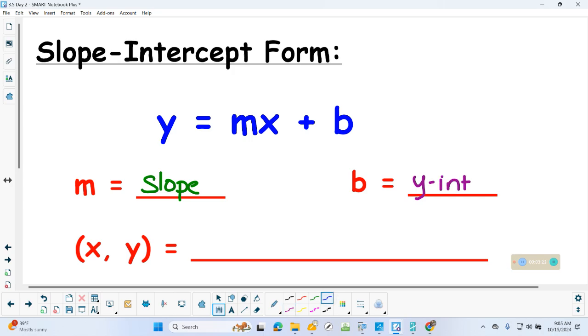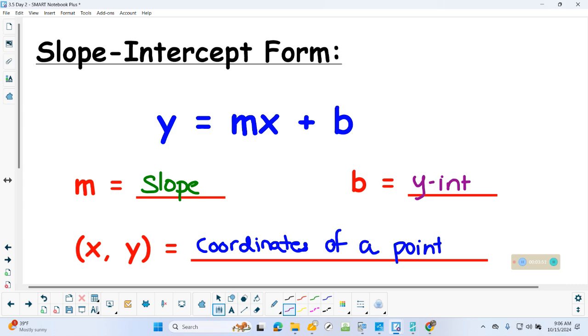And then, of course, you've got this x comma y. Well, remember, all the x and the y represent, that's just the coordinates of an ordered pair. So I'm just going to put coordinates of a point. Because we really should be aware of x and y, what that really represents, all the points on the line. Remember, there's an infinite amount of points on the line.